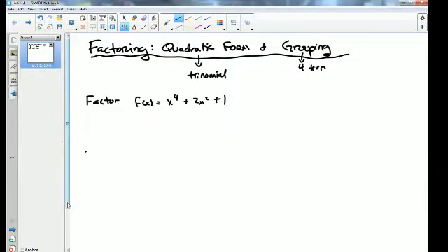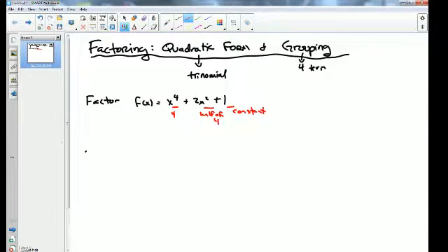Is this a quadratic? No, it's to the degree 4. Quadratic's degree 2. But we're going to factor it the same way, because the key here is how the exponents work. 4, half of 4, and then obviously the constant. So the exponent is 4, that exponent is half of 4, and then the constant.